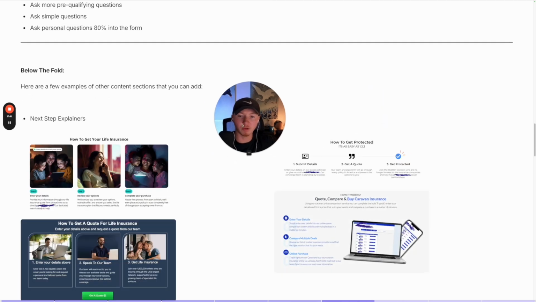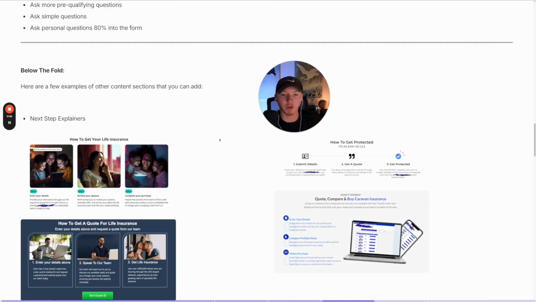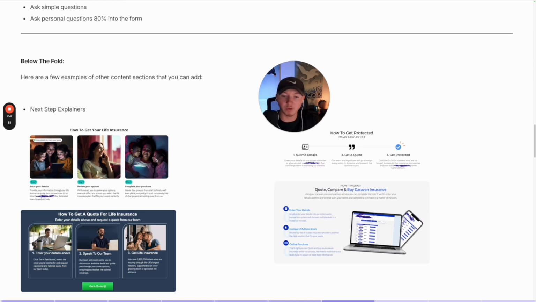Below the fold, here's a few examples of things that we're doing with our landing pages for our clients to be able to increase the conversion rate. So we've got next step explainers. So a clear 1, 2, 3, ABC type of format that just explains the next steps forward. What's the process you're going to go through? What, after you submit the information to us, does actually entail?